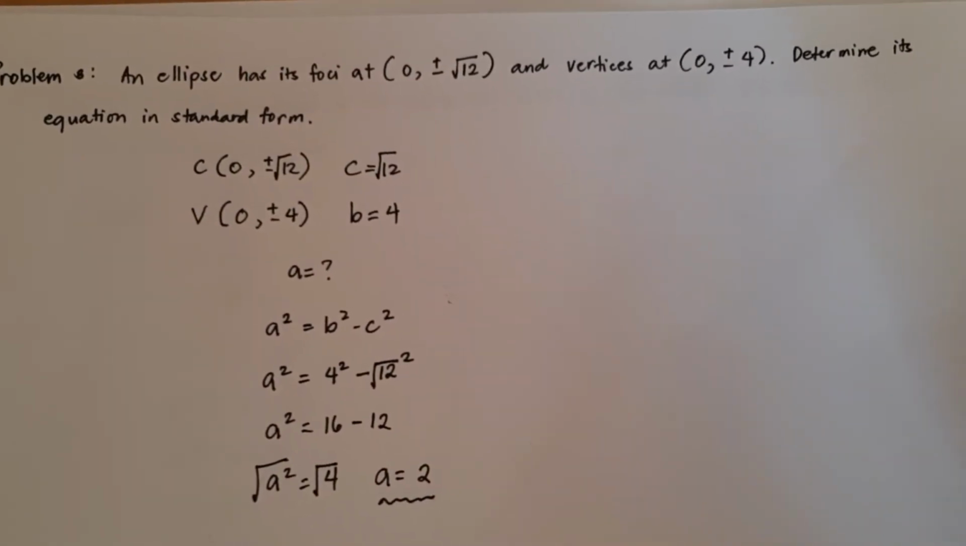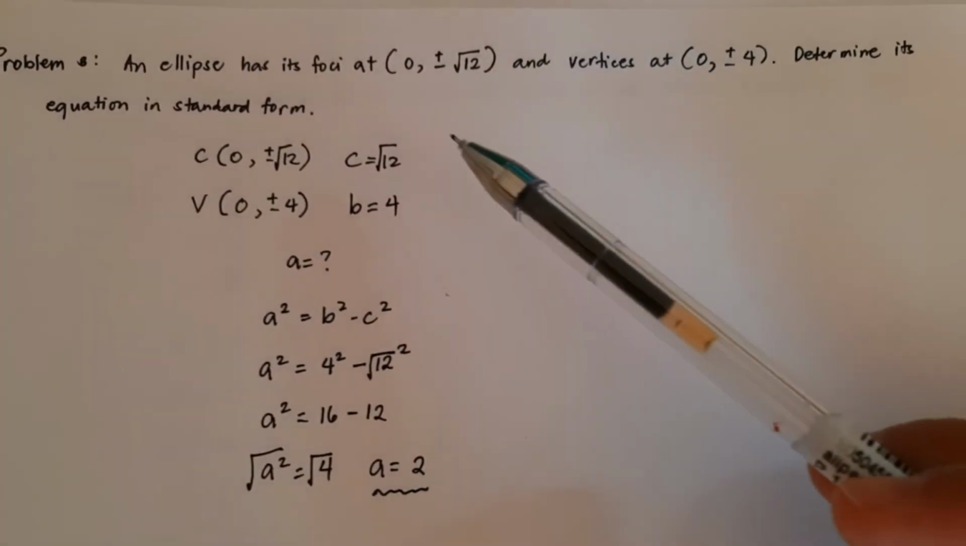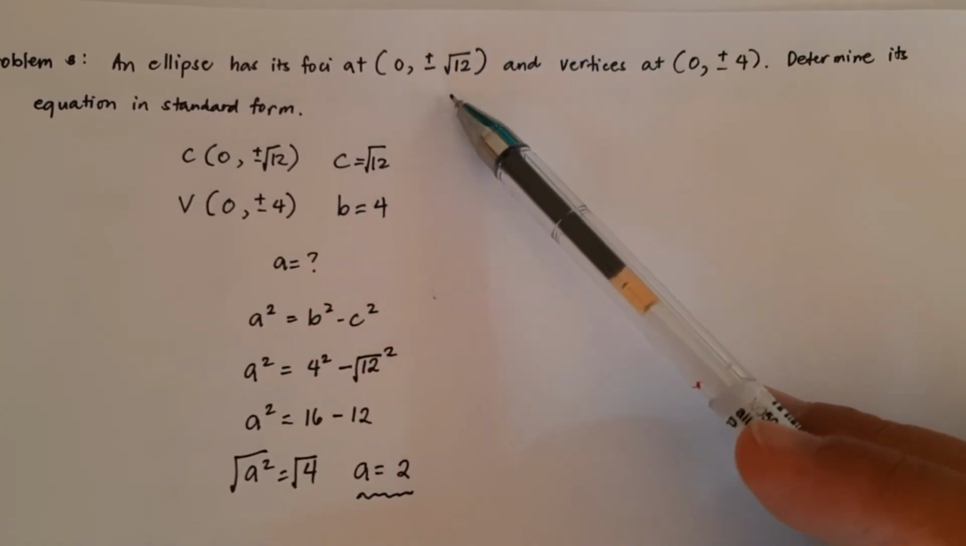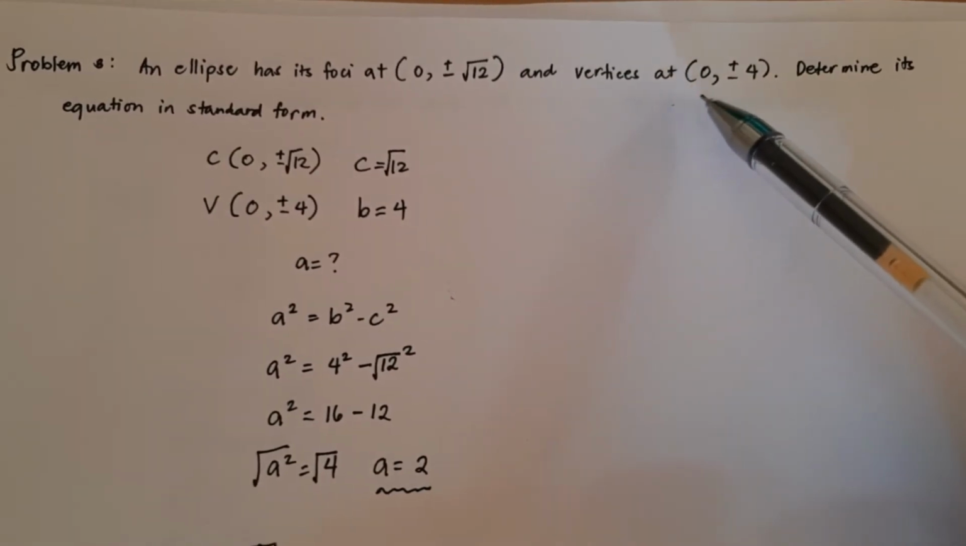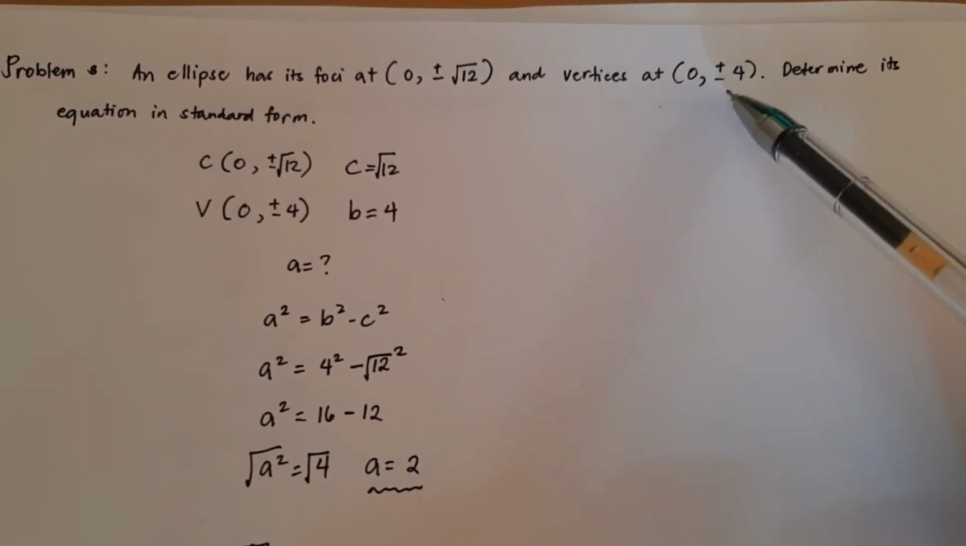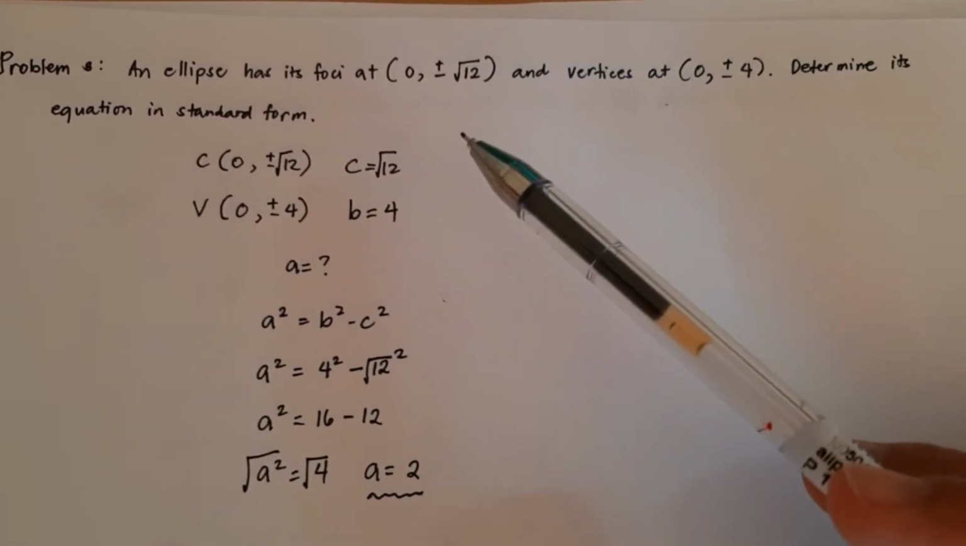Okay, let us proceed to problem number 3. So, an ellipse has its foci at 0, positive, negative, square root of 12, and vertices at 0, positive, negative 4. So, determine its equation in standard form.